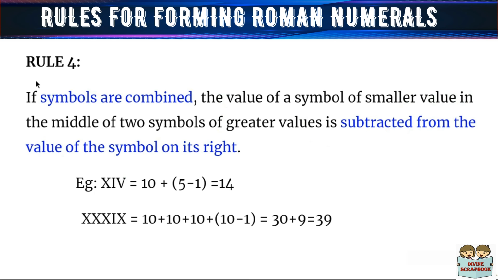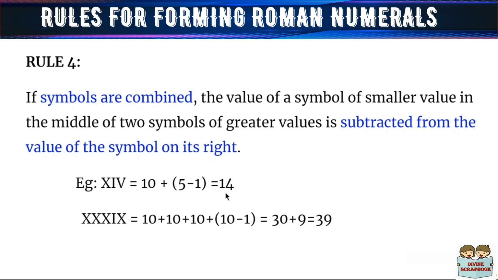Now rule number 4. If symbols are combined, the value of a symbol of smaller value in the middle of two symbols of greater value is subtracted from the value of the symbol on its right. For example, XIV. Here I is in the middle and I is less than X as well as V. So what we have to do here? We have to write the value of X. That is 10. Then we have to subtract the value of I from V. So 5 minus 1 is 4. 10 plus 4 will be 14.